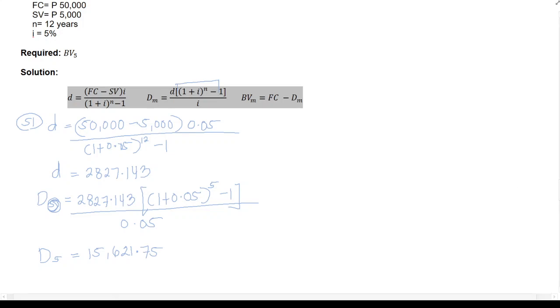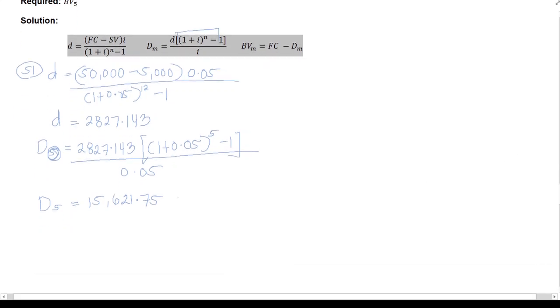that is equal to 15,621.75 pesos. Okay, so if we are required to get the book value of the equipment, BV5 is equal to, again, first cost minus the depreciation at the fifth year. That is equal to 50,000 minus 15,621.75, so that is equal to 34,378.25 already. Okay, so if we are going to use solution 2, we have compound interest again.